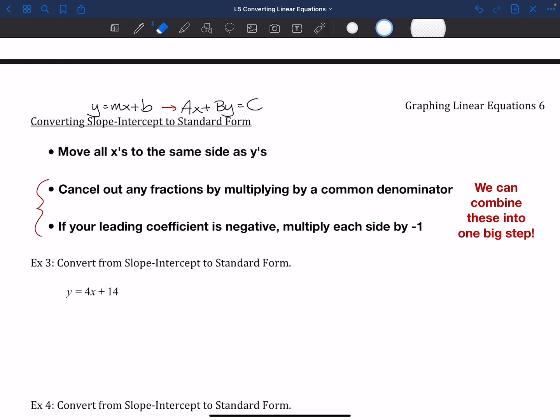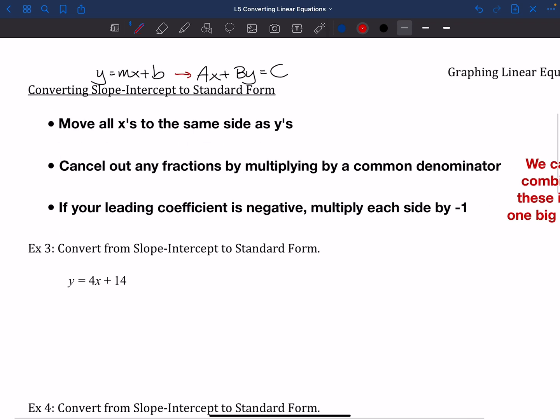The reason I have them listed out as separate steps is because sometimes you might only have to do this one. Your leading coefficient might already be positive. Sometimes you might not have any fractions, and you just need to flip the sign. So you might only need to do that step. There will be times where you'll need to do both. There might be times where you don't need to do either one. So let's take a look.